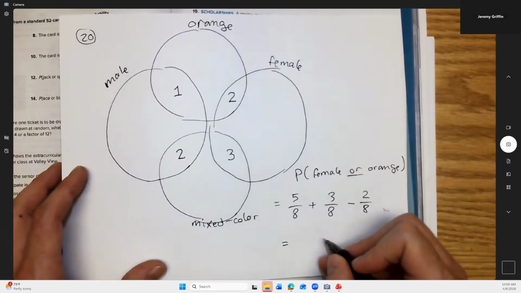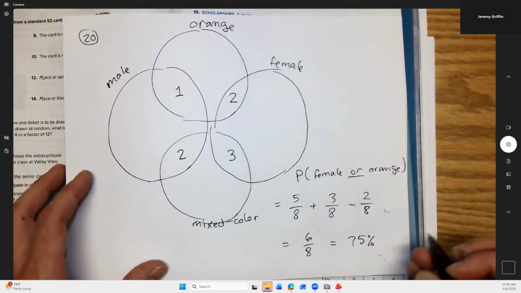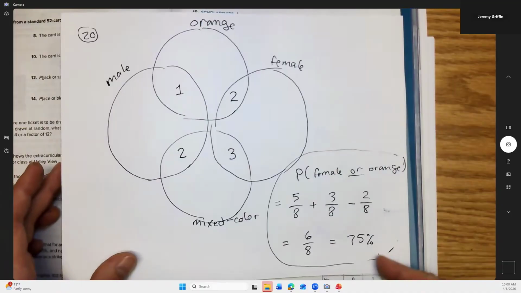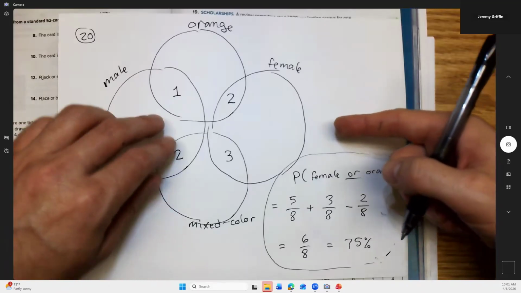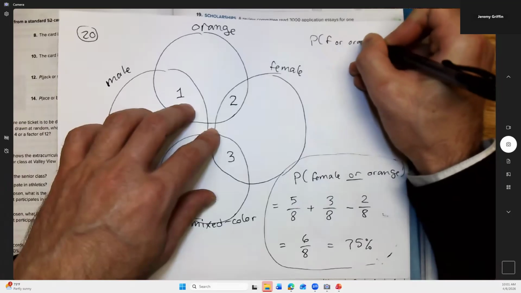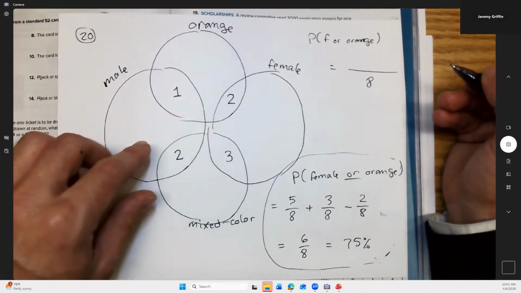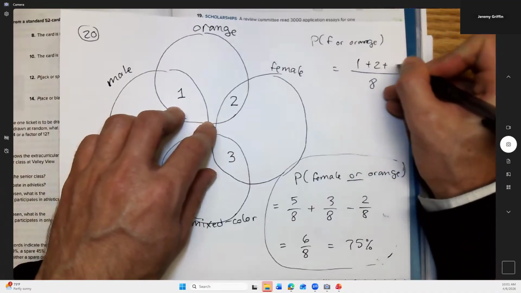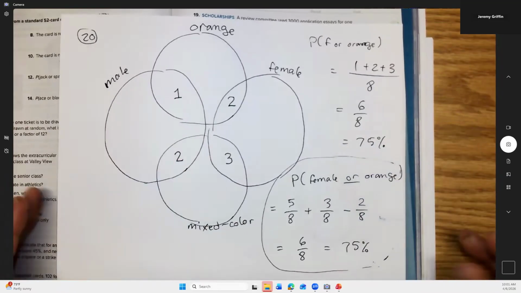So put this all together. Is that 6 out of 8? Yes, which is 75%. So that's the answer. What's the probability of female or orange? It's 3/4. Now, the other way you could have done this is you could have added up these wedges individually. You could have said probability of female or orange, and there's 8 cats, and there's 3 of these wedges that are one condition or the other. There's 1 there, there's 2 there, there's 3 there. That still gets you 6 out of 8 or 75%. So it's the same answer.